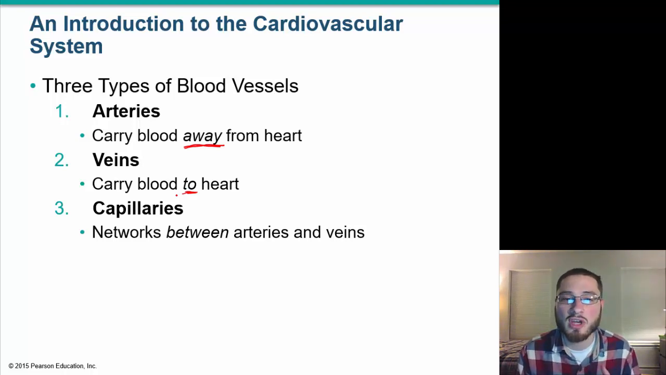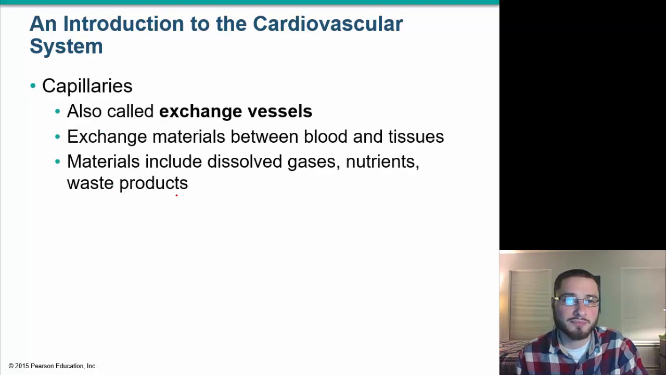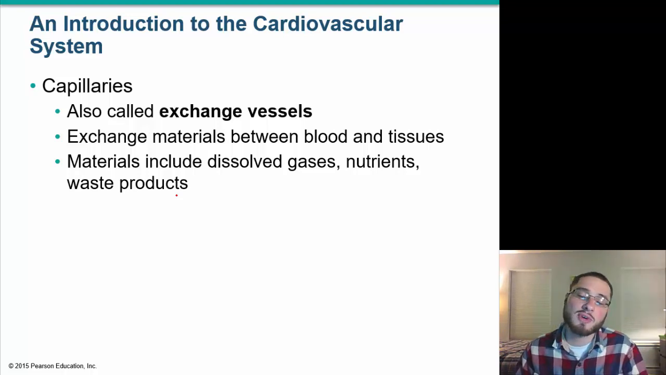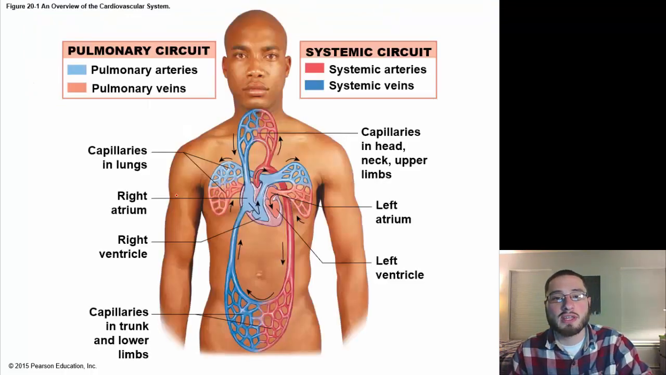And then we have the capillaries, which are the networks between the arteries and the veins, where the exchange of the blood and the oxygen is going to take place so that we can drop off the oxygen, pick up the carbon dioxide, and send it to the veins, where the veins will bring it back to the heart and then to the pulmonary circuit. Capillaries, that's where the exchange takes place between the blood and the tissues, and it's going to exchange the gases that we talk about, the oxygen, the carbon dioxide, as well as the nutrients and any waste products that we want to get rid of.